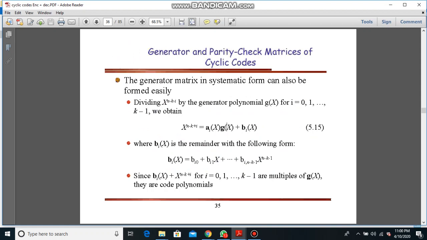One method we have discussed in our previous slides. Now I will discuss the second method, how it is easily formed. The steps are: divide x^(n-k+i) by the generator polynomial g(x). This is to be found as a_i(x)g(x) + b_i(x), where b_i(x) is the remainder polynomial. The remainder polynomial plus this multiple of g(x) gives the code polynomials. So I will get the code polynomial by multiplying that.